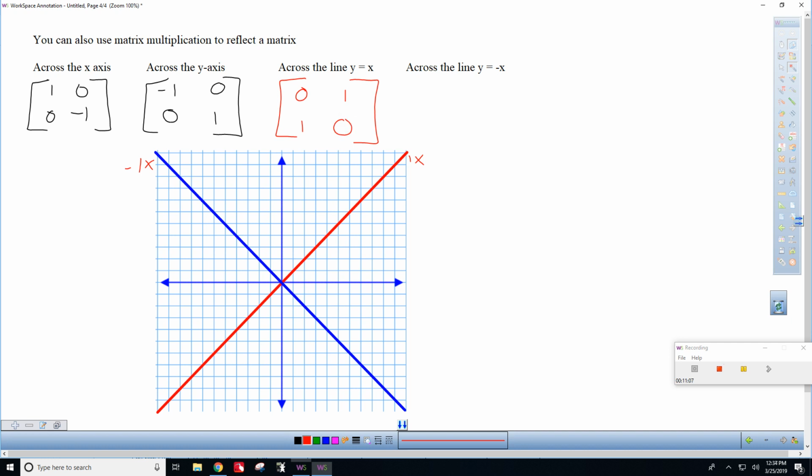And if you're going to reflect it across the line y equals -x, you go 0, -1, -1, 0. That should be enough to get you started.